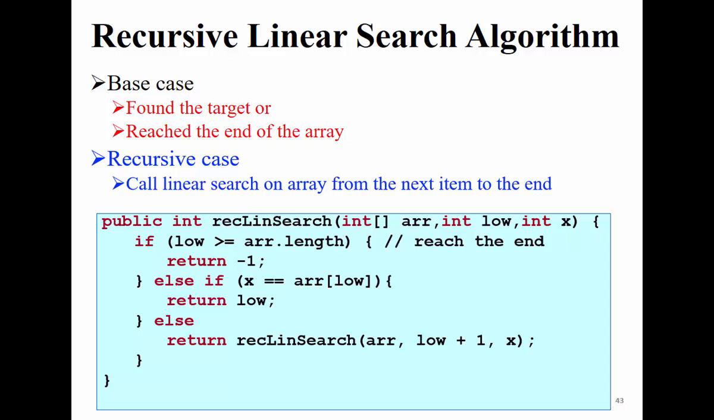The base case here, in this case, is either to find the target that you're looking for, or you reach the end of the array. This is the recursive call where low plus 1 is an increment each time. So you start with low pointing to index 0. You check array at 0. You couldn't find the element. Then you do the recursive call with the same array, but now with index equal to 1 and the same x. You keep doing this, incrementing the low index until you reach the end of the array or you find your element.